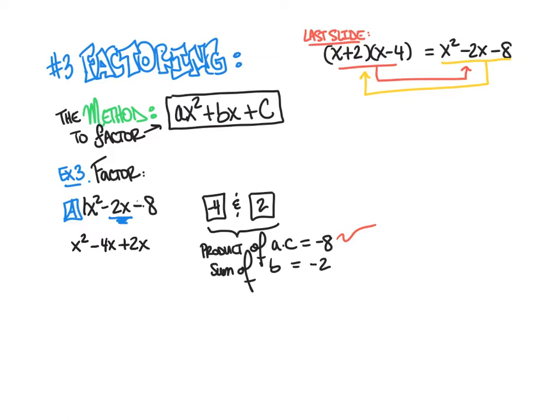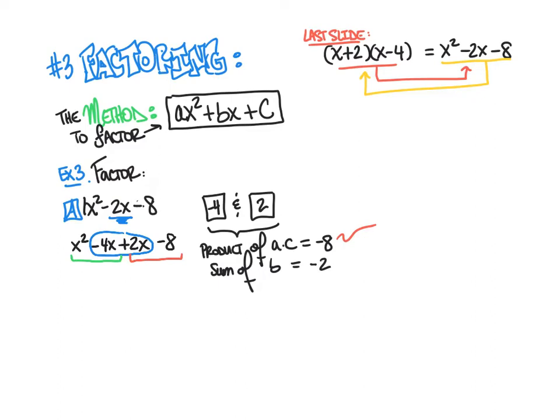So notice I used my minus 4 and my 2, and I've rewritten minus 2x in this new form. It's the same thing, so I haven't changed anything, but I've rewritten it. Okay? Now, the very next step is to factor this. There's 4 terms. Factor it by grouping. So you're going to group the first 2 terms, and you're going to group the last 2 terms.